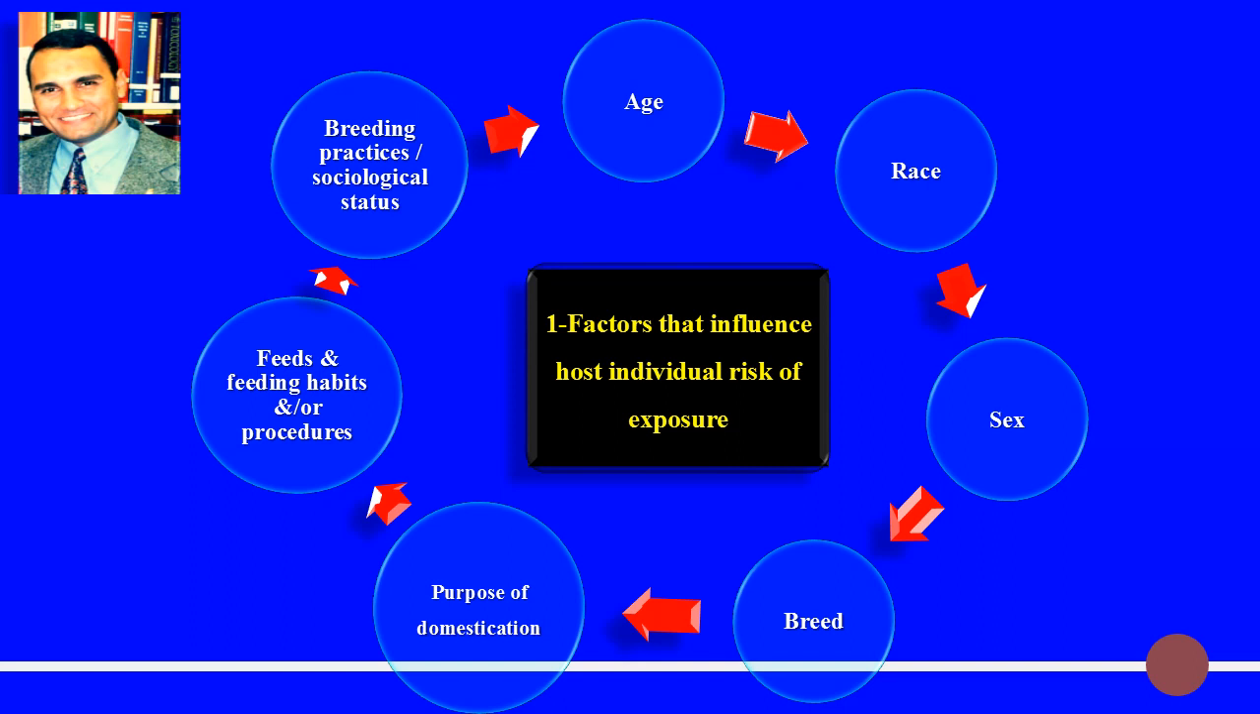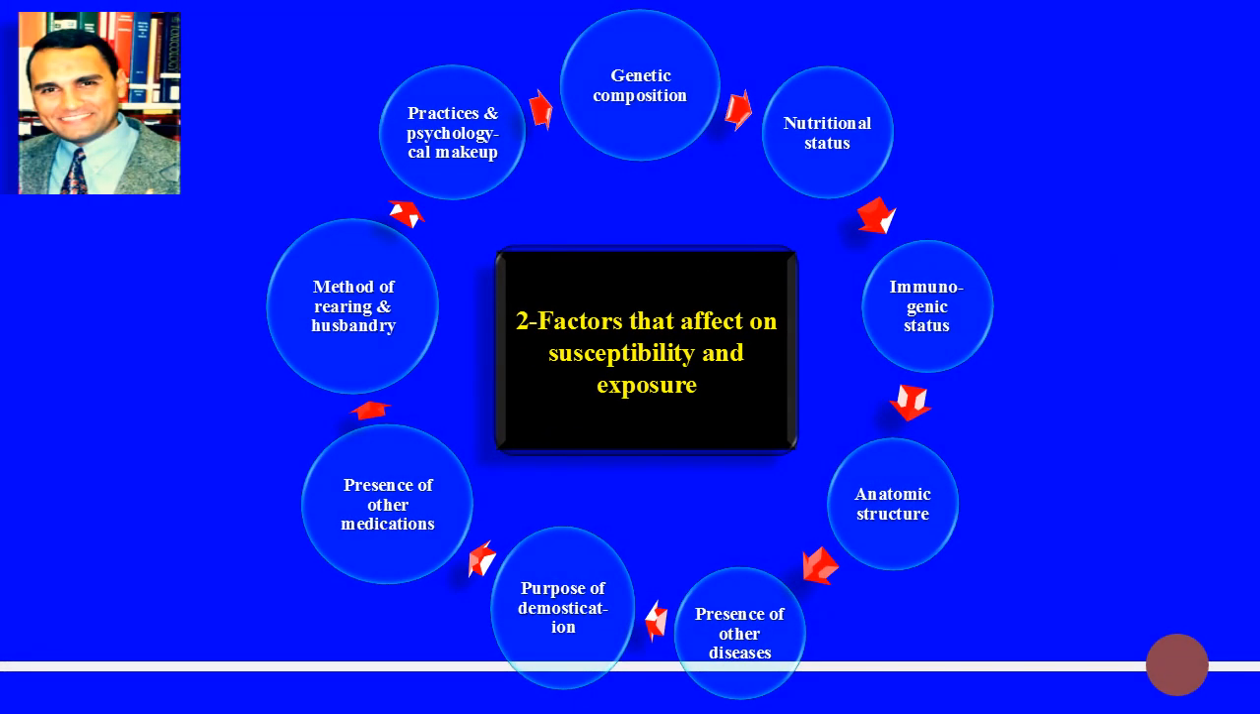Breeding practices and social status, with their economic involvement in the breeding purpose or economical status and socio level of education and life in persons, control the occurrence of certain diseases. Factors that affect susceptibility and exposure to different diseases in animal or human being populations.